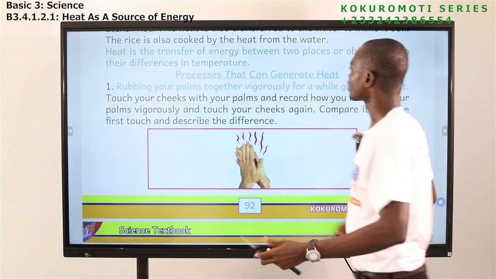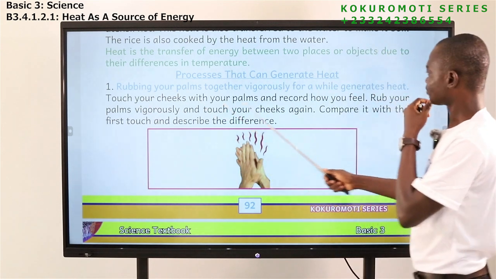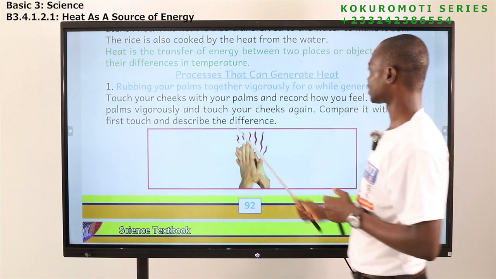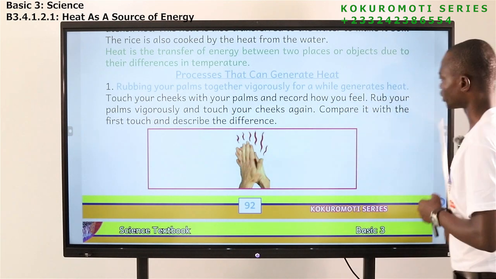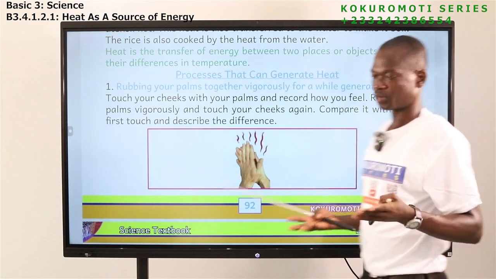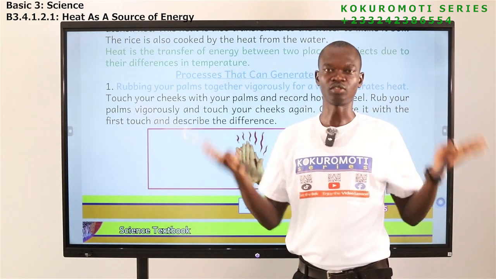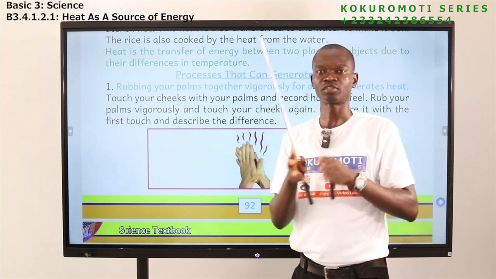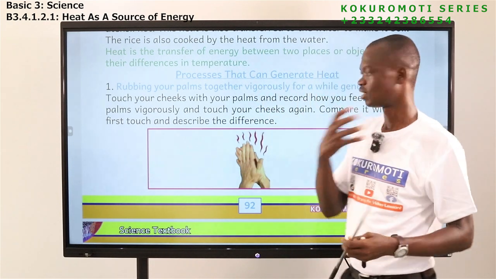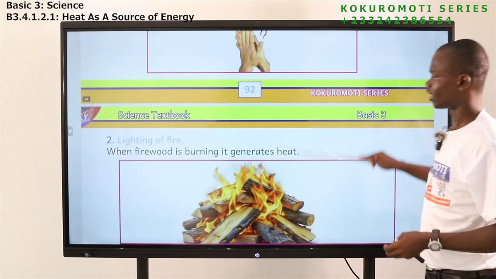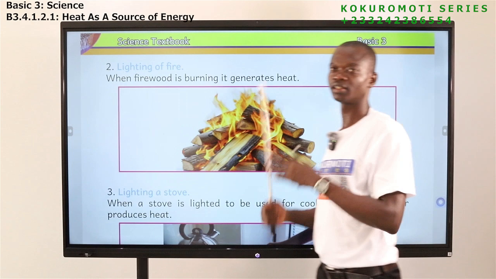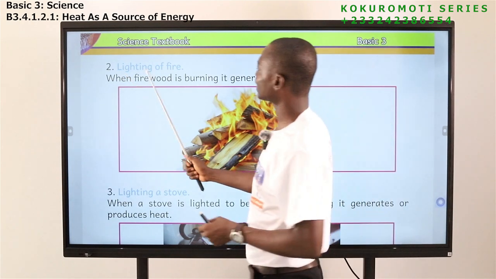Okay, so touch your cheeks with your palms and record how you feel. Rub your palms vigorously and touch your cheeks again. Compare it with the first touch and describe how you feel. As we did in the beginning, when you touch your chins, you will not feel anything. After rubbing your hands, immediately you touch your chins again, you feel that yes, there is heat over there. Now the next one, how to generate heat.